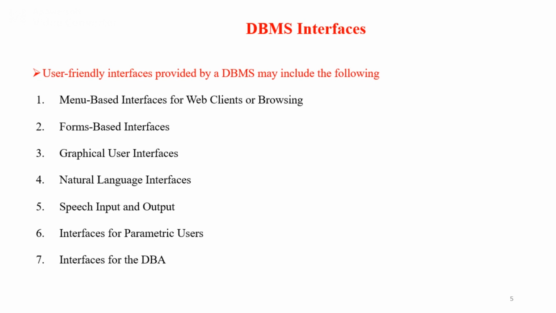Then the interface for parametric users, as well as the interface for DBA users. These DBA and parametric users can use any set of interfaces which we have explained above. They can use natural language interfaces, graphical user interfaces, form-based interfaces, or menu-based interfaces, or else they can also use commands. By using a command with user ID and password, they can also interact directly with the database. This is about DBMS interfaces.